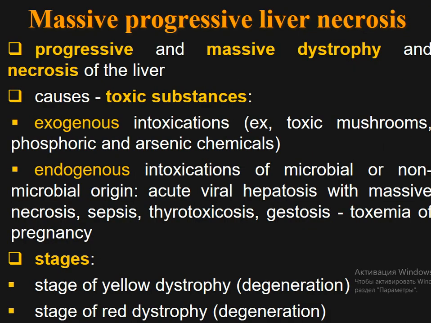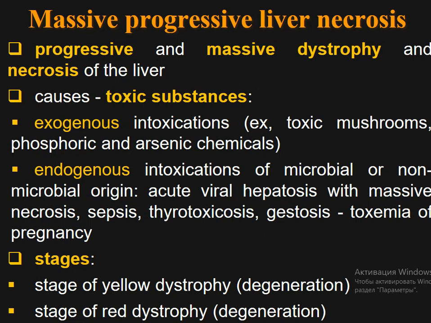Briefly about massive progressive liver necrosis. To represent progressive and massive dystrophy and necrosis of the liver, the most typical causes are related with toxic substances. They could be exogenous intoxications like toxic mushrooms or different chemicals, or endogenous intoxications of microbial or non-microbial origin. In case of acute viral hepatosis with massive necrosis, sepsis, thyrotoxicosis, toxemia of pregnancy.